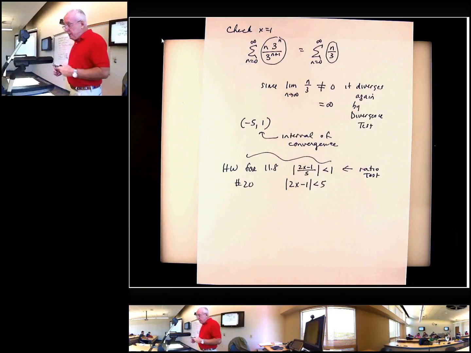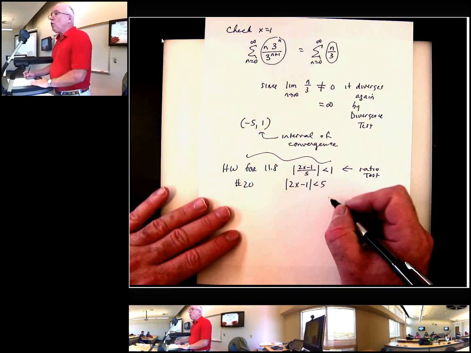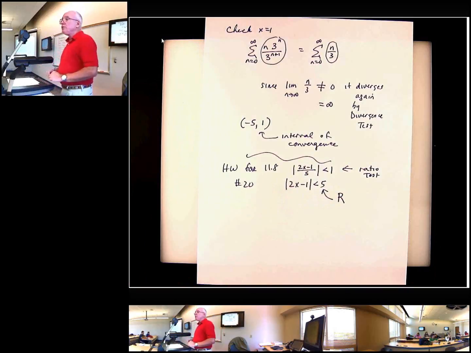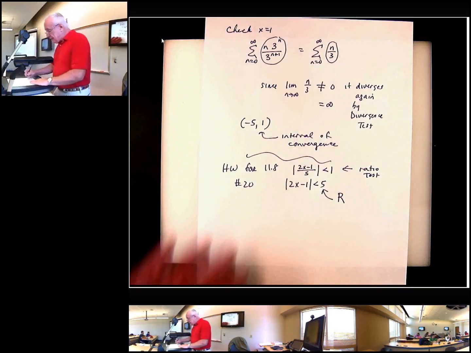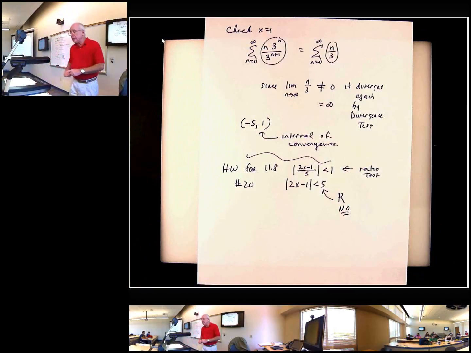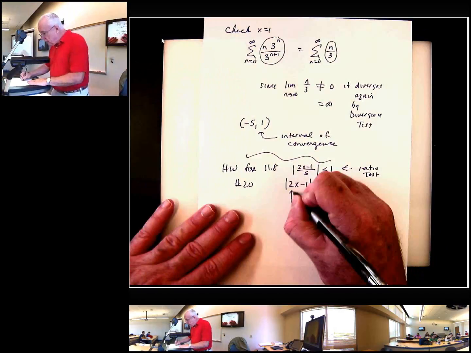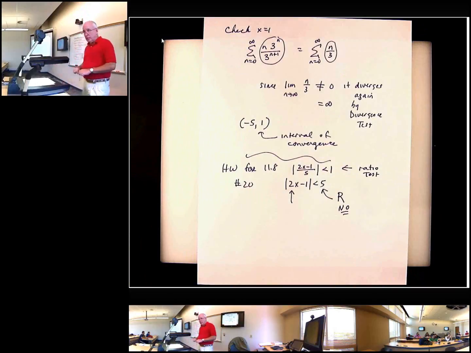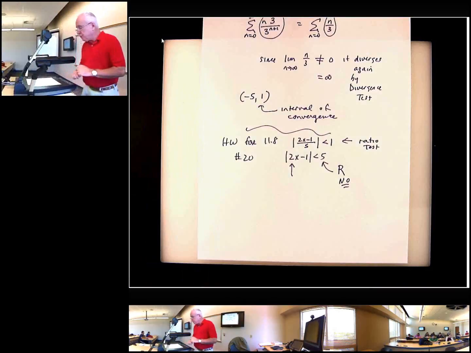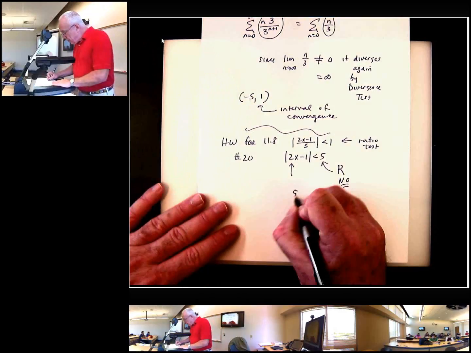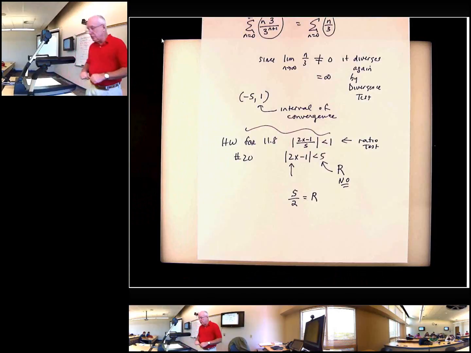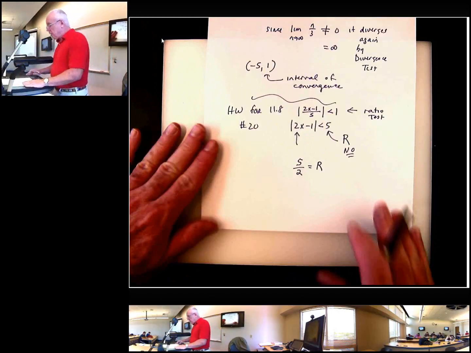Now, with this thing, you might say, oh, yeah, that's my radius of convergence, 5. And that's not the case. The reason it's not the case is because we have a 2 times x right here. The radius of convergence for this is going to be 5 over 2. What about the negative 1?